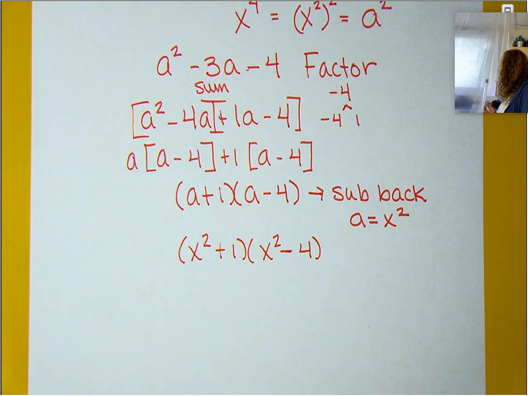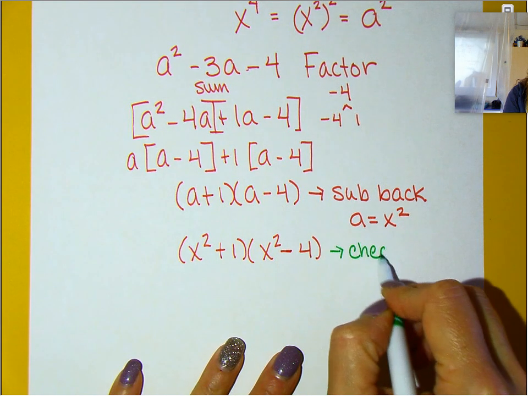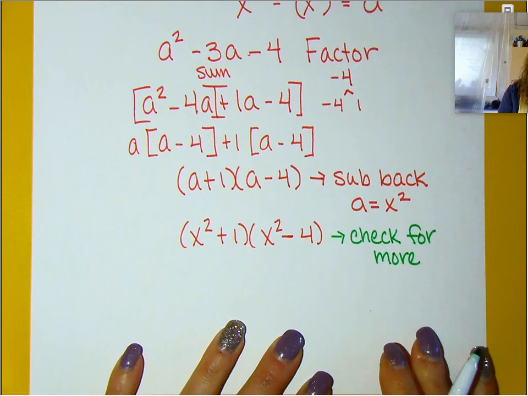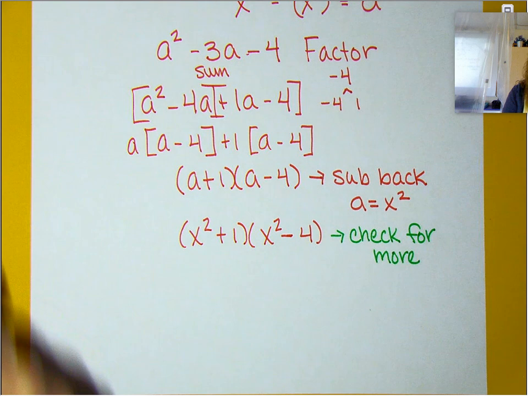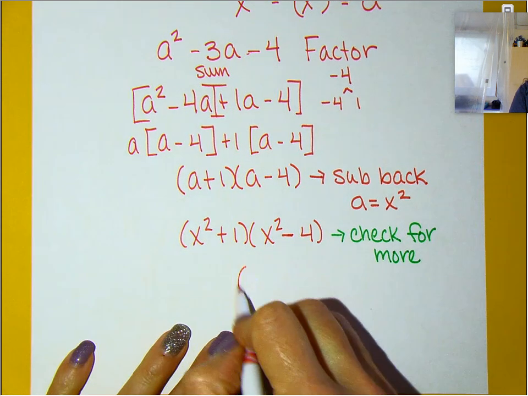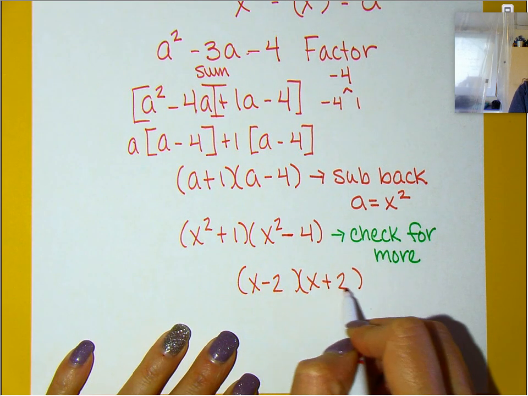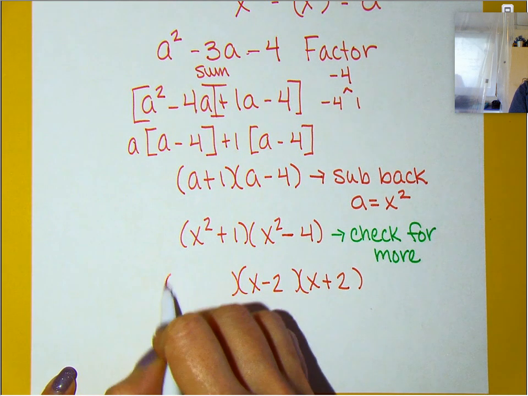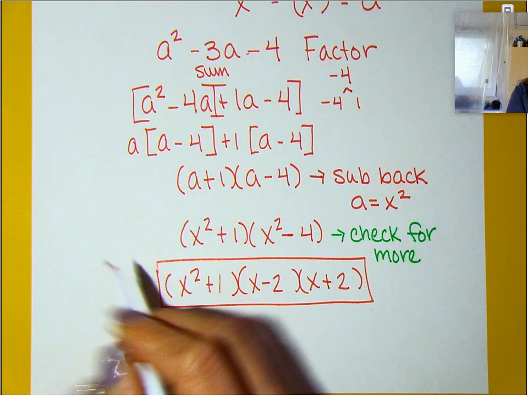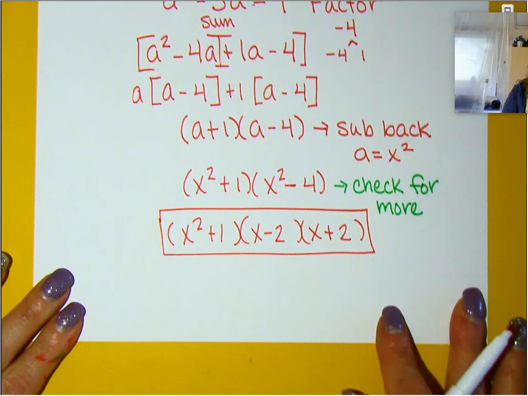And then, of course, now we got our x squareds back. Check for more right here because this is where you might find something else. And do you see some more that we can factor? Yeah, x squared minus 4, there's a difference of squares. What does that one become? Perfect. X squared plus 1 is nothing of note, so we're just going to bring that down. And we're done.